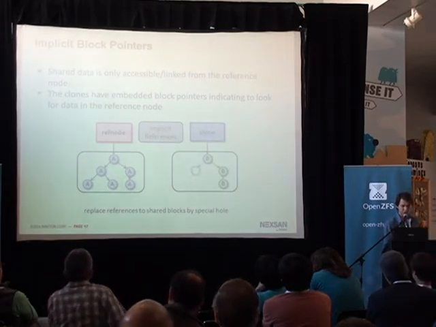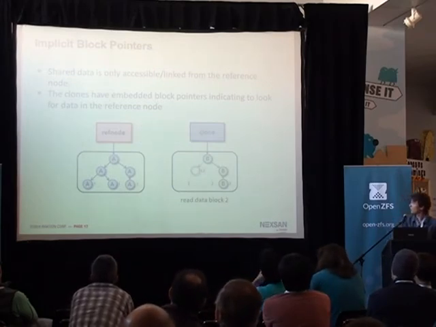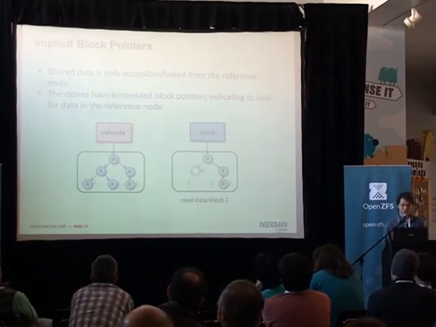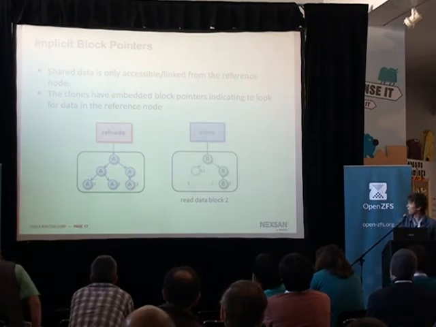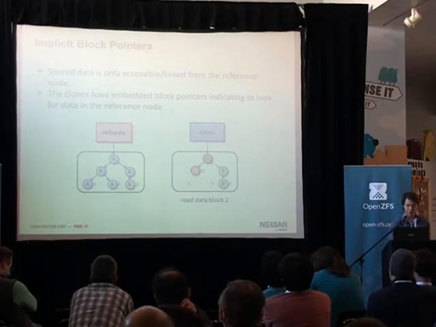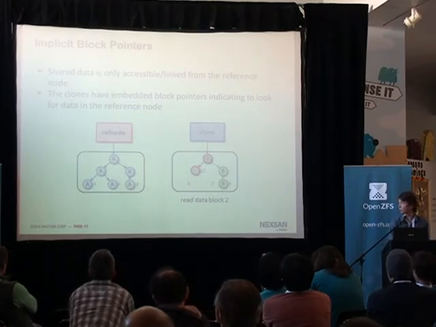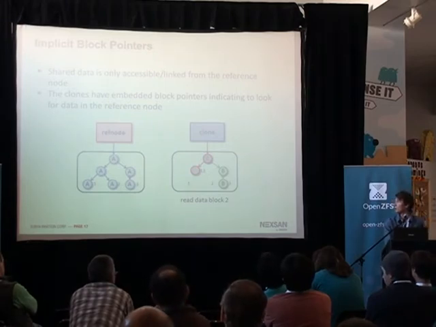Here we're going to show an example read operation. Let's say we want to read data block 2 of our clone, and we start going from the top. Now we encounter this special pointer, and after we encounter it, we need to go look for data block 2 in our reference node.